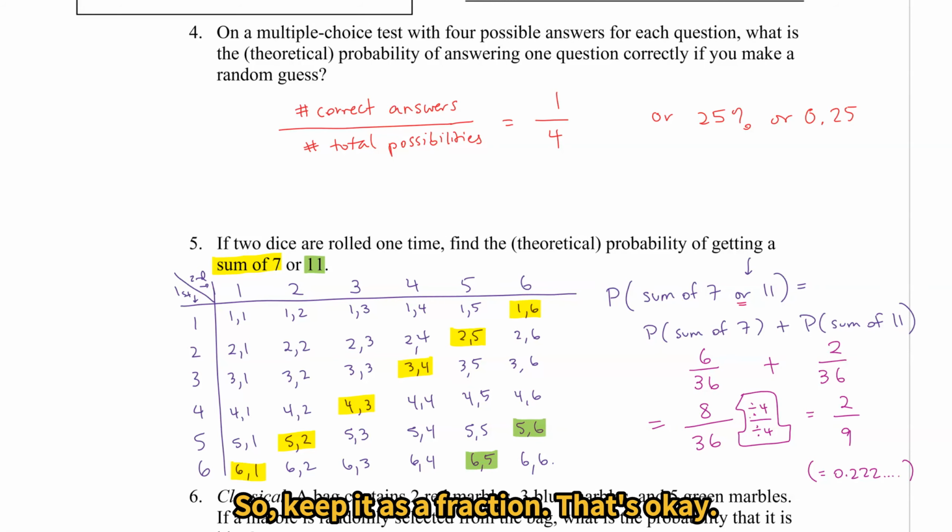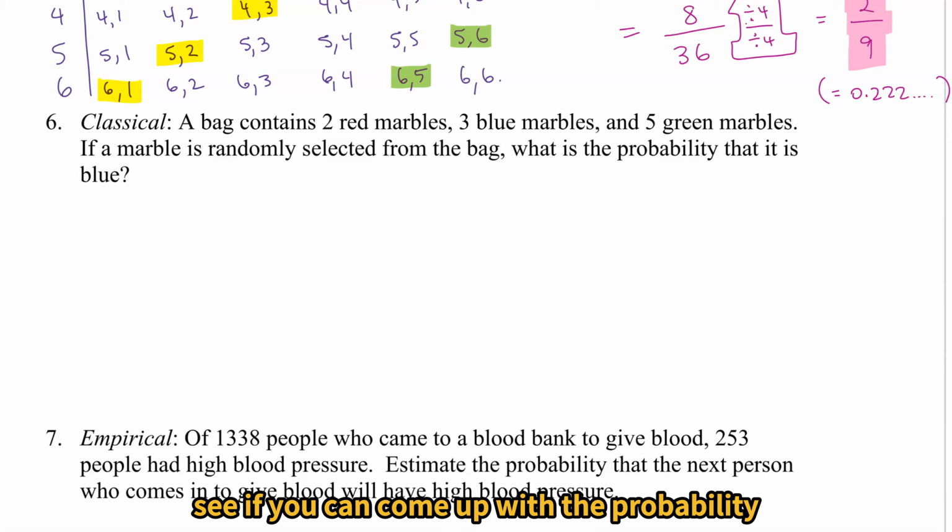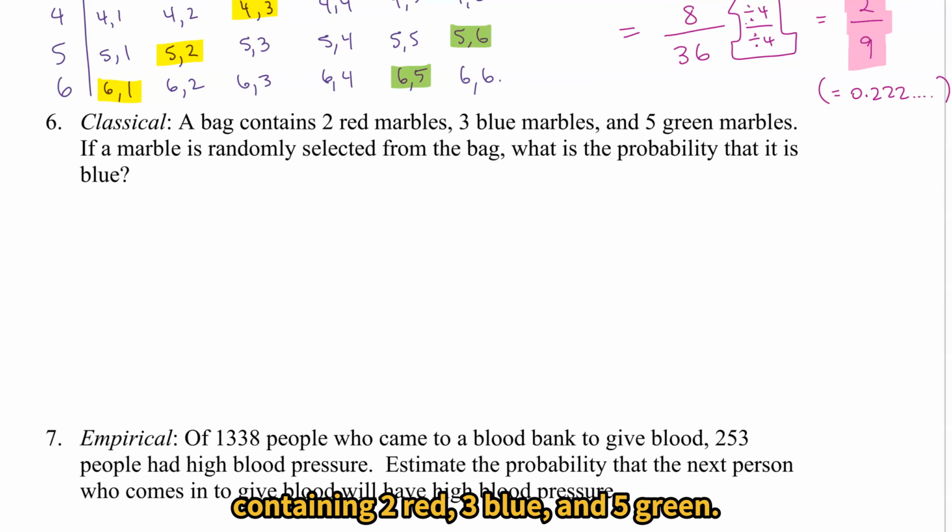If you were to try to do it on your calculator, you get 0.222 repeating forever. So keep it as a fraction, it's okay. But this would be our theoretical probability of getting a sum of 7 or 11. And remember, theoretical, classical, they mean the same thing. You try this next problem on your own. See if you can come up with the probability of drawing a blue marble from a bag containing 2 red, 3 blue, and 5 green.